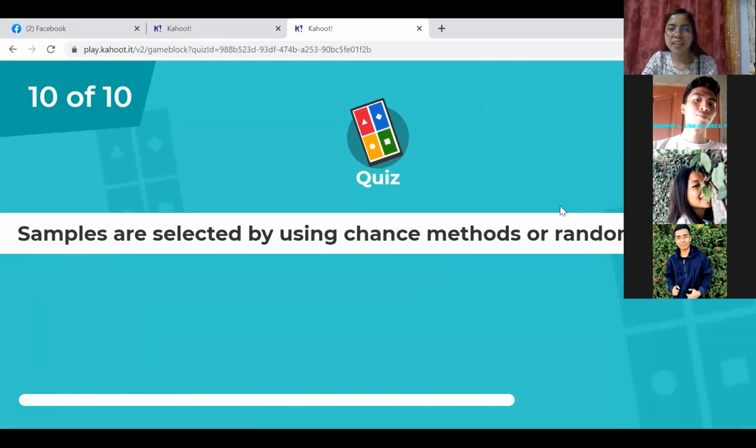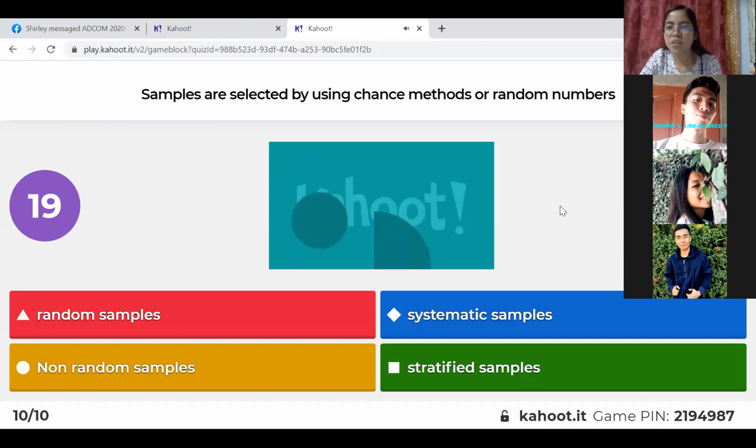Samples are selected by using chance method or random. The word itself. Red, random samples. Blue, systematic. Yellow is non-random. Green is stratified.